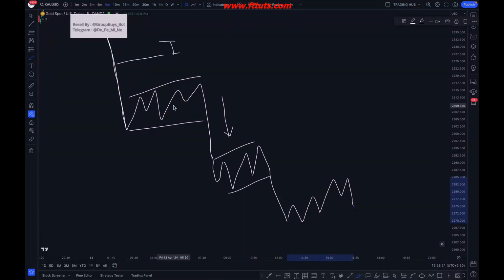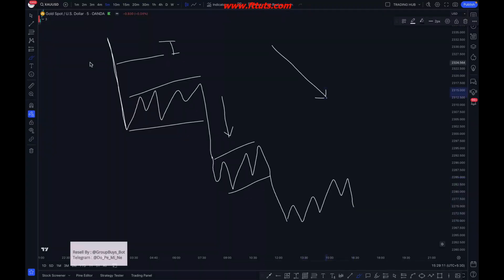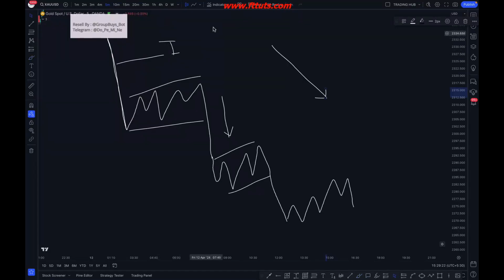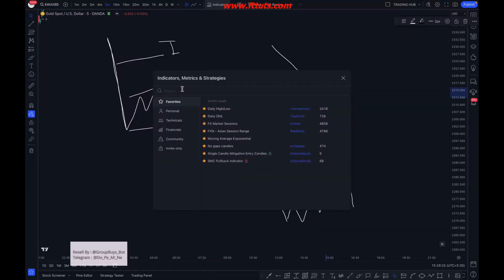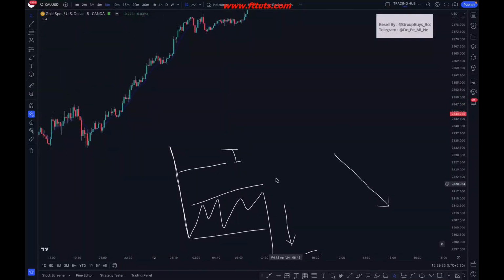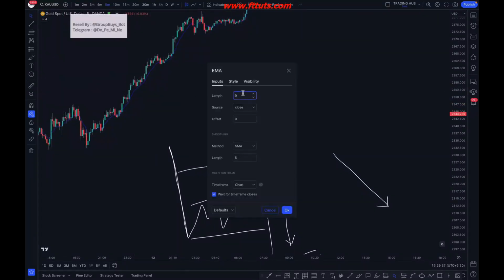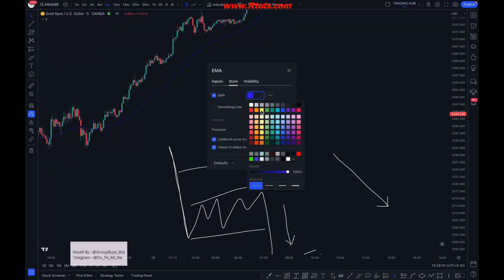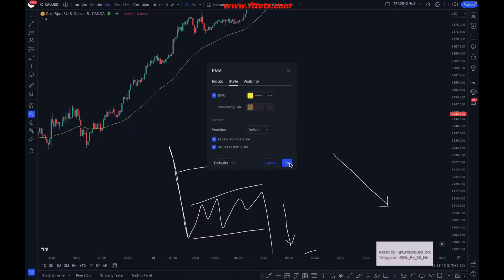Now the next thing is how we can identify whether this correction is valid or not. How can we identify whether this is a proper flag pattern and whether this is a valid zone for the sell or not? So you need to apply the exponential moving average. Simply go to the indicator section and look for EMA, exponential moving average. Once you click there, it looks like this. This is 9 by default. You can enter 50 here in the settings, and you can change the color as per your style. And then okay, this is applied.